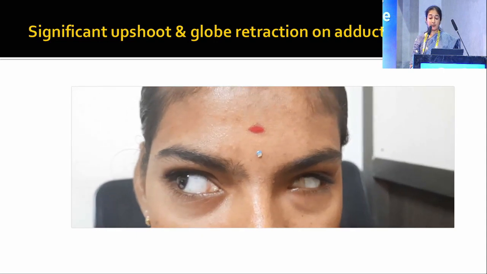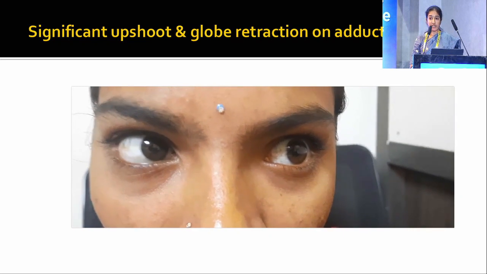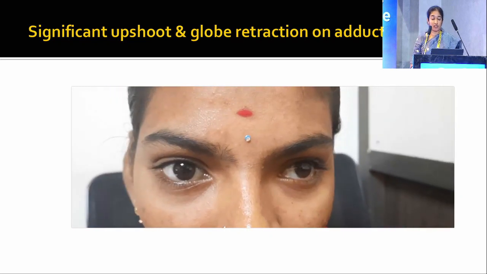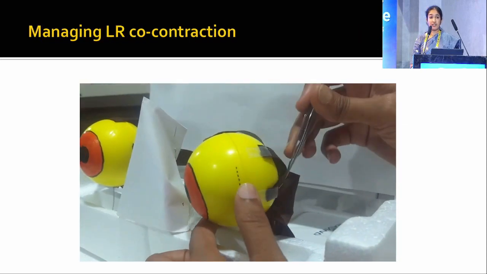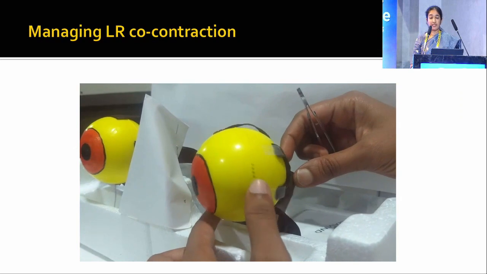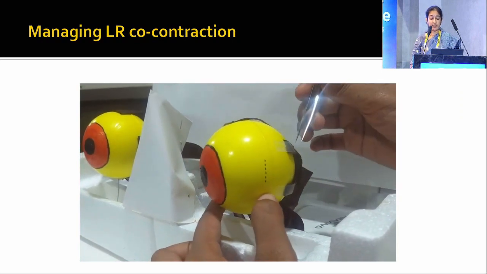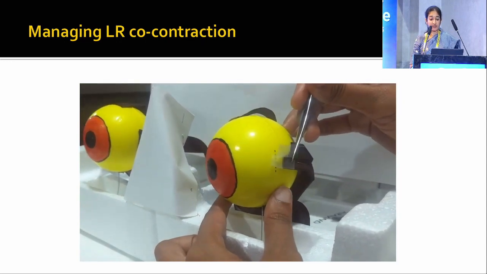This is another patient on adduction. You can see she has a severe overshoot and a globe retraction. Here just weakening the LR will help for a certain amount, but not sufficiently. In such cases, we go for what we call the Y split. The muscle is split, recessed at the desired amount, and then placed about 21 millimeters apart. This helps with the muscle slipping out, which is what happens when we have the overshoots.